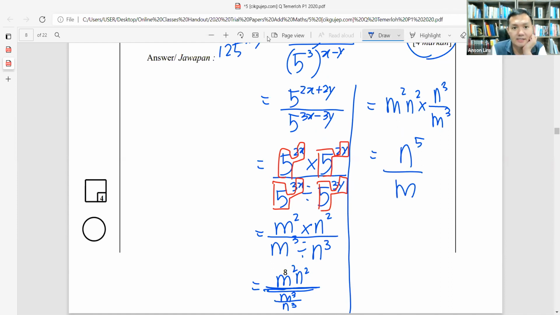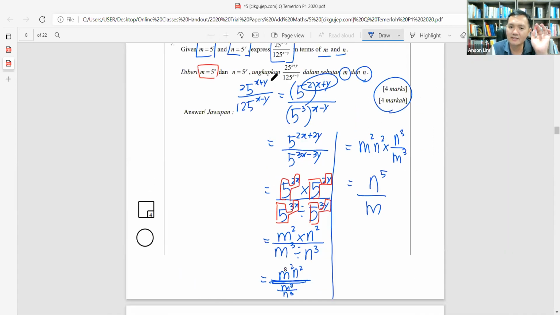Correct or not? You cut and see carefully your answer. So n power 5 over m. The majority gave the correct answer, but some of you put power 4, some of you got minus n plus 5n, something not right. Okay, good. So can you get the answer? Okay, very good. Yes.